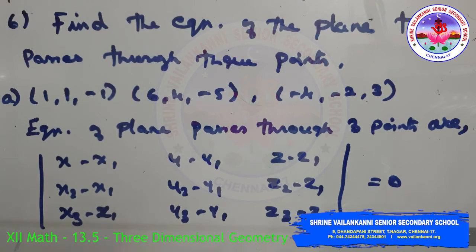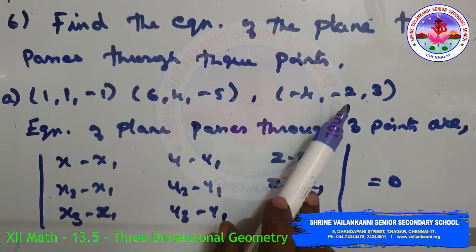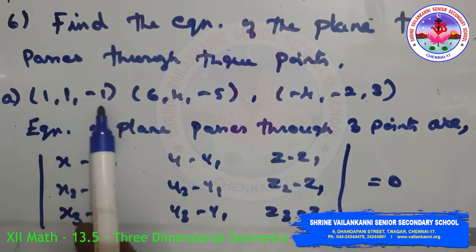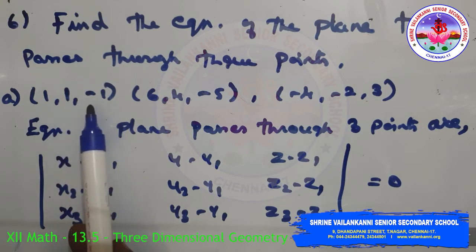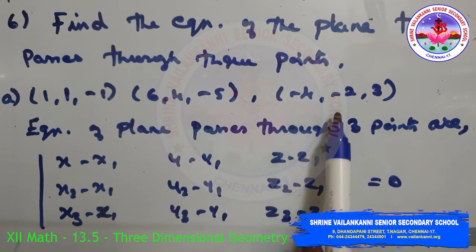Sixth question: find the equation of the plane that passes through 3 points (1, 1, -1), (6, 4, -5), (-4, -2, 3). We know that the equation of the plane passing through the 3 points (x1, y1, z1), (x2, y2, z2) and (x3, y3, z3) is the determinant of x - x1, y - y1, z - z1; x2 - x1, y2 - y1, z2 - z1; x3 - x1, y3 - y1, z3 - z1 equal to 0. Here x1, y1, z1 is 1, 1 and -1 respectively. Then x2, y2, z2 is 6, 4, -5, and x3, y3, z3 is -4, -2 and 3.